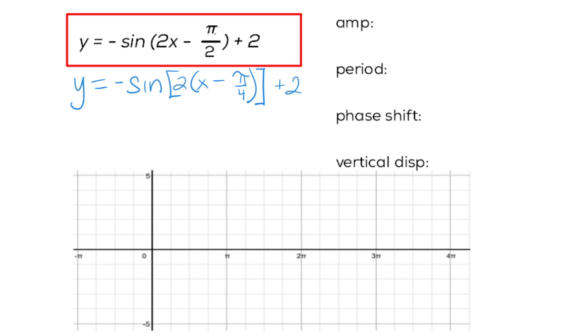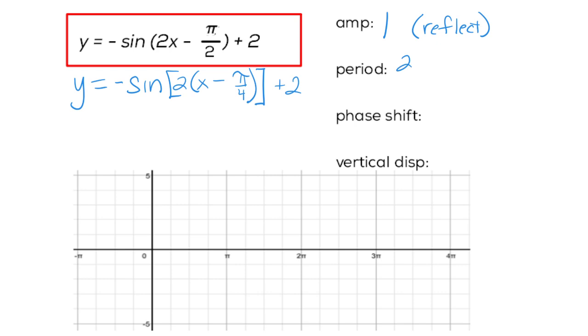All right, so now let's go find out our key information. The amplitude, well, there is no number there, so we assume there's a 1, but it is negative. That is going to reflect. Remember, your amplitude has to be a positive number. So my amplitude is 1. I like to remind myself, because otherwise, by the time I get down to it, I've forgotten that this is going to reflect. So I make a note to myself that it will reflect.